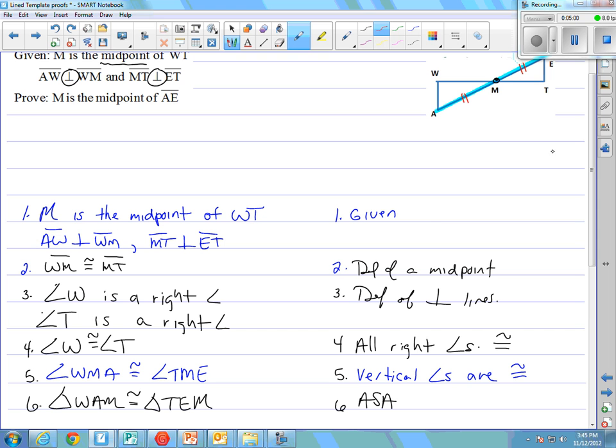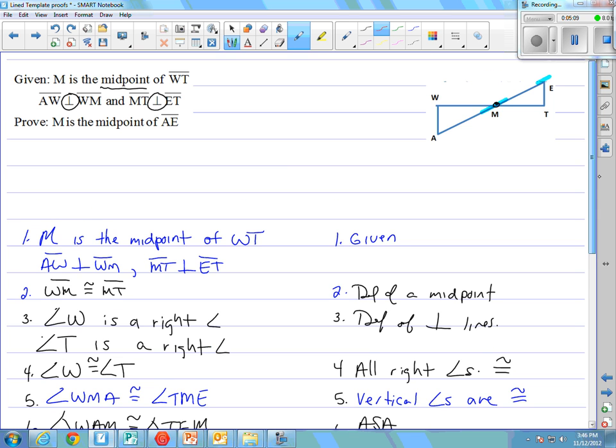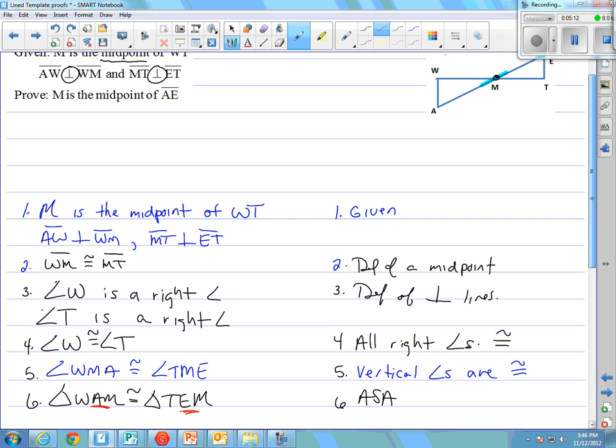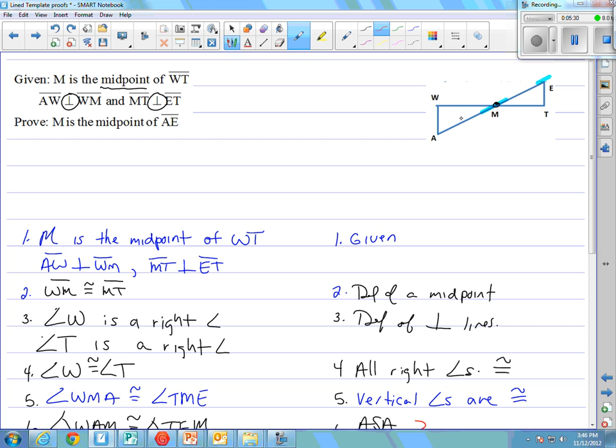Well, if I look at these two triangles being congruent, AM and ME, based on the picture and the way we've written the triangle congruency, those two segments are corresponding parts. So let's say then that segment AM is congruent to segment EM, CPCTC. Remember, these two statements usually go together. So now I know that AM is congruent to ME by CPCTC.